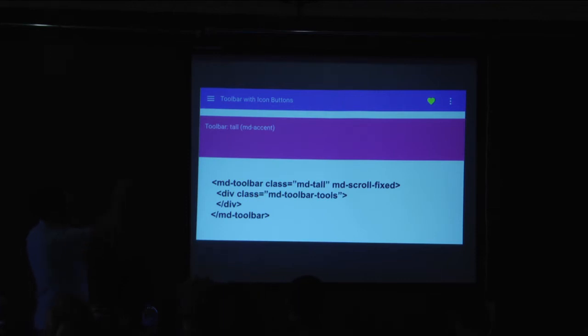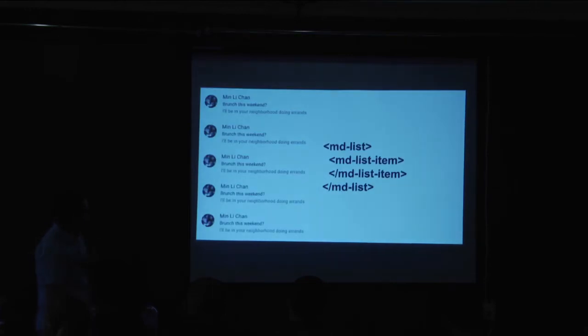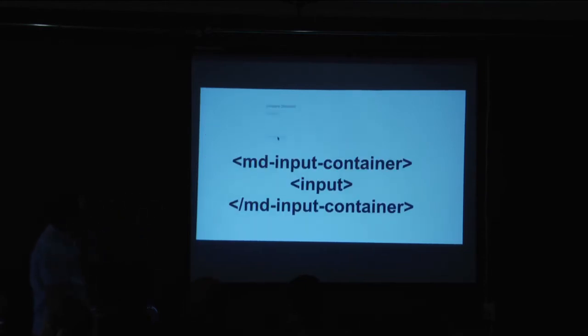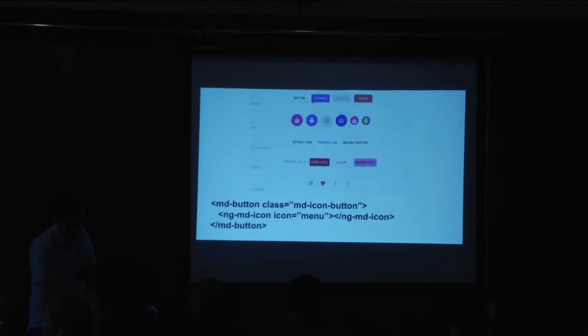حنستخدم برضو MD toolbar. This is like examples on toolbar. They have classes عشان تعملها tall or just short. تقدر تضيف buttons و inputs وهذه الأشياء. And then we're gonna use MD list to show list of users or list of chats as well. Or it takes MD list item. And then we can use, of course, the input. This is like an example of material design input. And the buttons, the MD button. We're gonna use little icon as well.